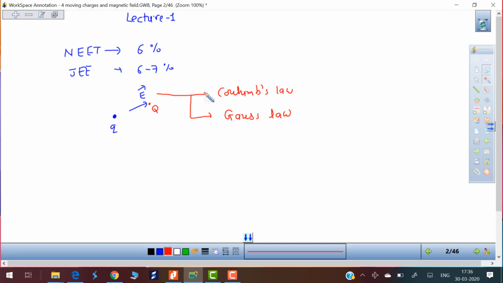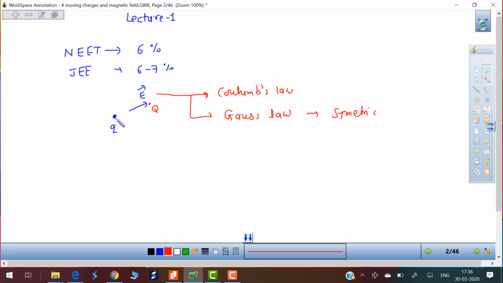Coulomb's law, you know that it is an inverse square law. Whatever the charge distribution, you can apply Coulomb's law and calculate what the electric field is at a given point. And if charge is distributed symmetrically, then we can apply Gauss law to calculate electric field, and that method is a little bit easier but is true only for a symmetric system.